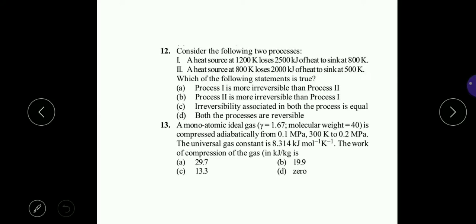Then next, a monoatomic gas, so gamma is given here. Then molecular weight M is equal to 40, given. Then it is compressed adiabatically from 0.1 megapascal, temperature is given, to pressure 0.2 megapascal. The universal gas constant R is given. The work of compression.